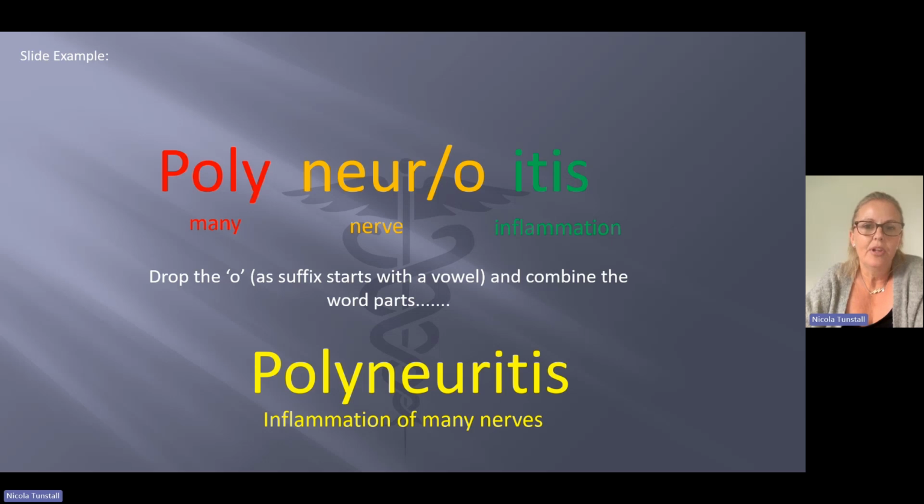So here's an example of how we teach roots, prefixes and suffixes, introducing each element together with its meaning and then linking them together to create a medical term which they can define using their knowledge of each element of the word.